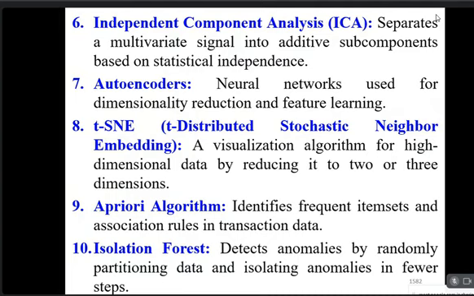Then we are going for autoencoders, especially for audio, video, text, graphics, animation kinds of applications. They are neural networks used for dimensionality reduction and feature learning. Then t-SNE, t-distributed stochastic neighbor embedding, is a visualization algorithm for high dimensional data by reducing it to 2 or 3 dimensions. The Apriori algorithm is one of the association rule mining algorithms to solve frequent itemset mining.